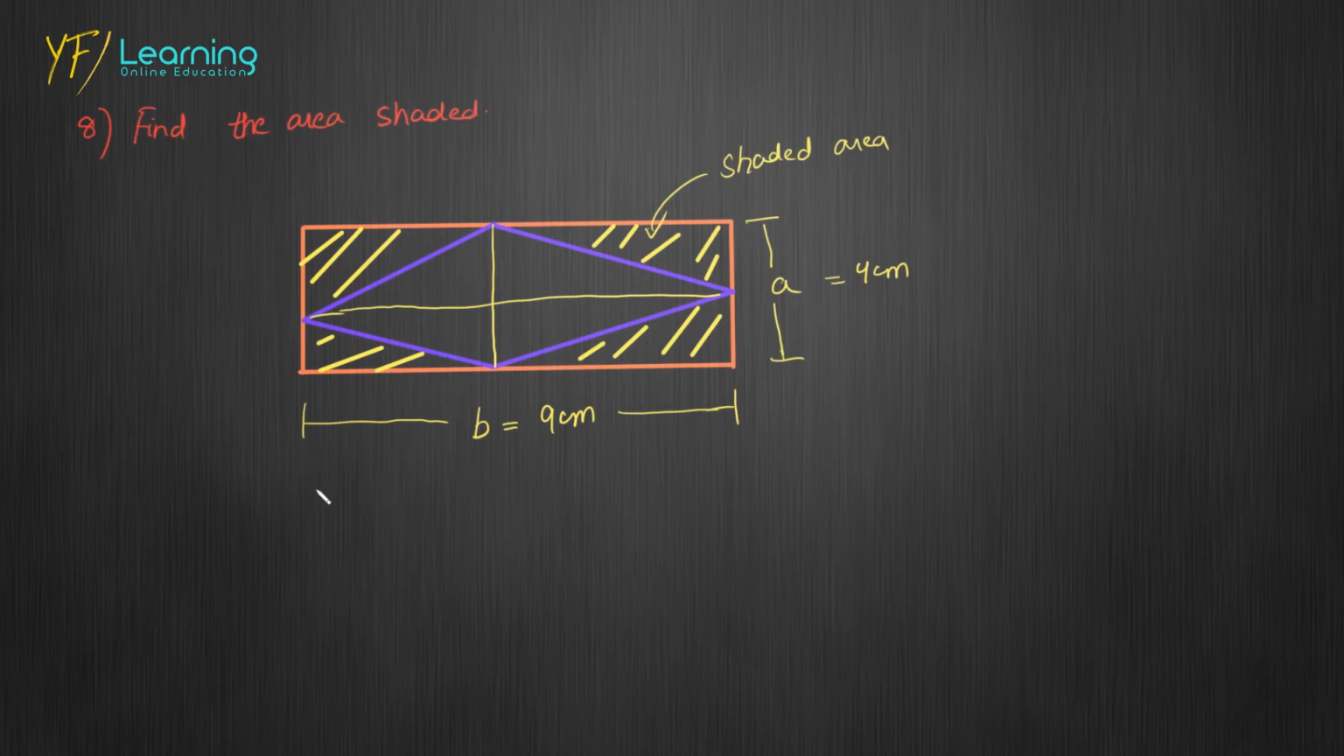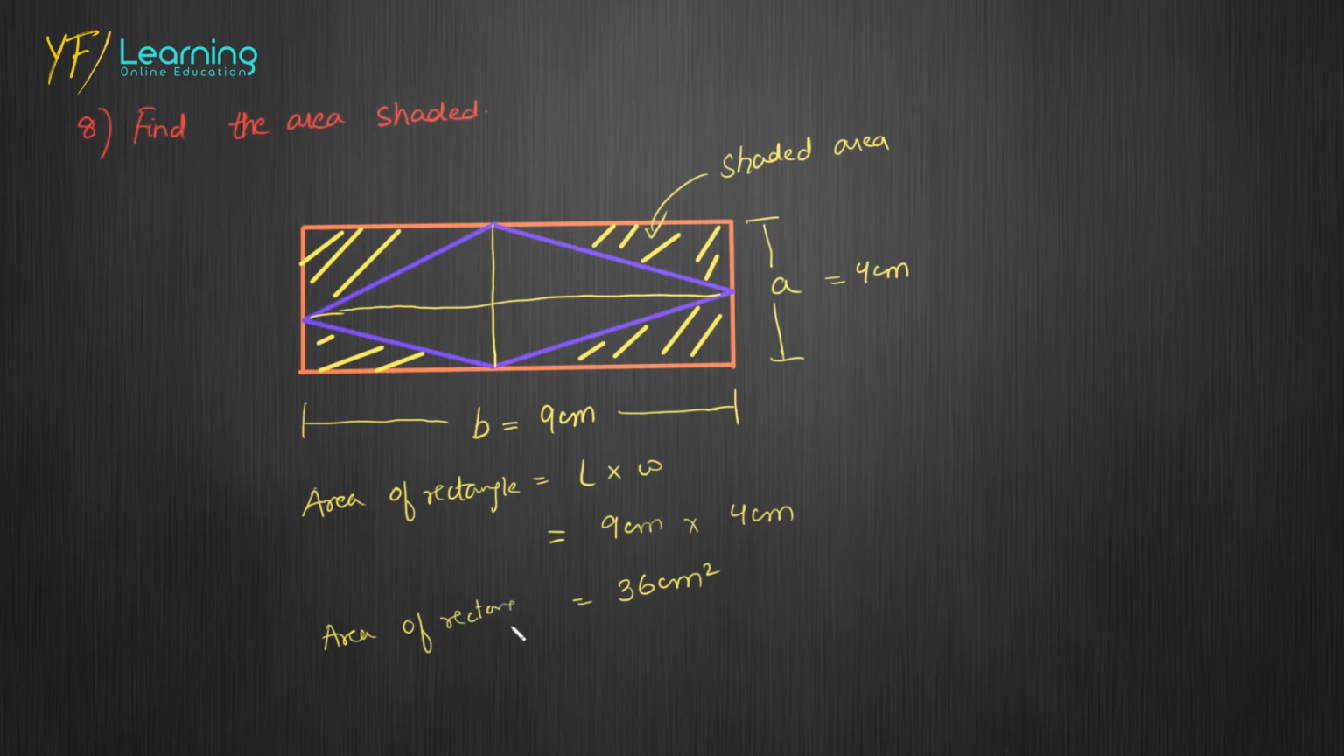Okay, so first we have to find the area of rectangle. Area of rectangle is equal to length times width. Length is 9 centimeter times width is 4 centimeter, 36 centimeter square. So area of rectangle is 36 centimeter square.